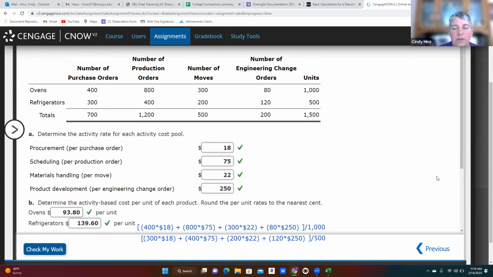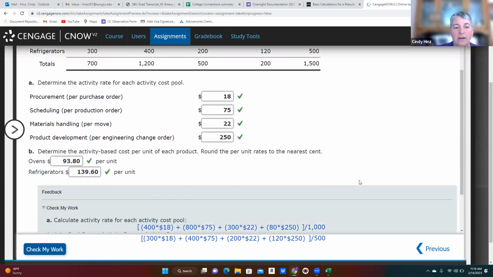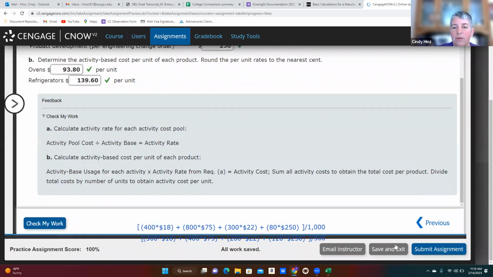So ovens only had 80 change orders, and that's for 1,000 units. Refrigerators had 50% more and only half as many units. And so that is the end of our practice set.